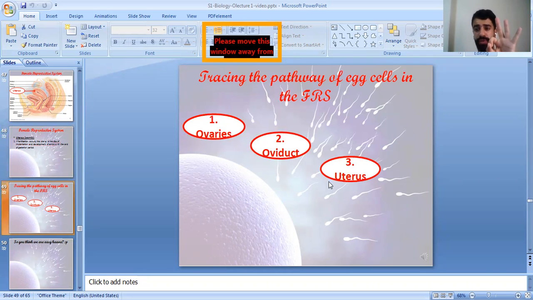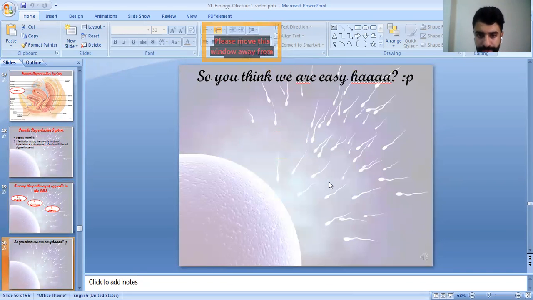So we have three checkpoints in the pathway of the egg cell. First, we have ovaries, oviduct, which is called fallopian tube or the uterine tube, and the uterus, which is called the womb. So, do you think it is easy? Sure not. This is a very complex process and a very critical one.